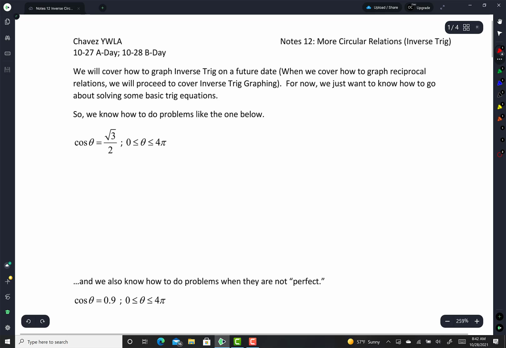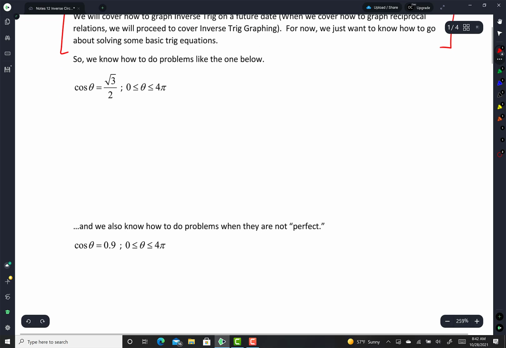We will start graphing inverse trig here very soon. Not right now, but at the moment we just want to figure out how to solve trig equations, which requires us to do the inverse of them. So we know how to do questions like number 1 here, cosine theta equals square root of 3 over 2. How do you do it? You get theta by itself by doing the inverse.